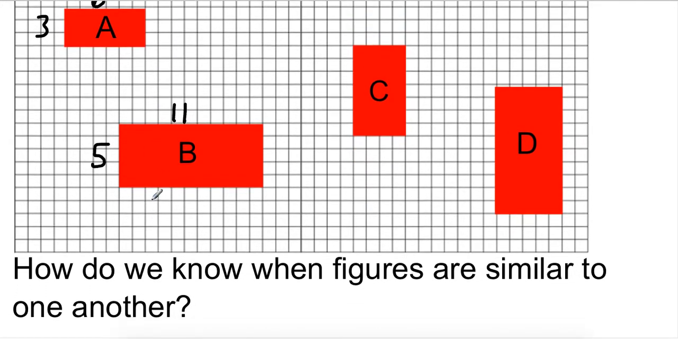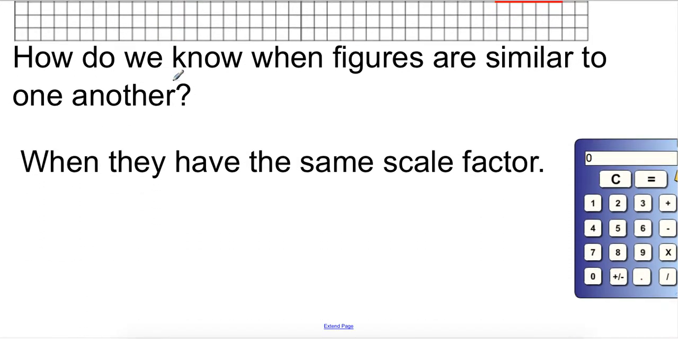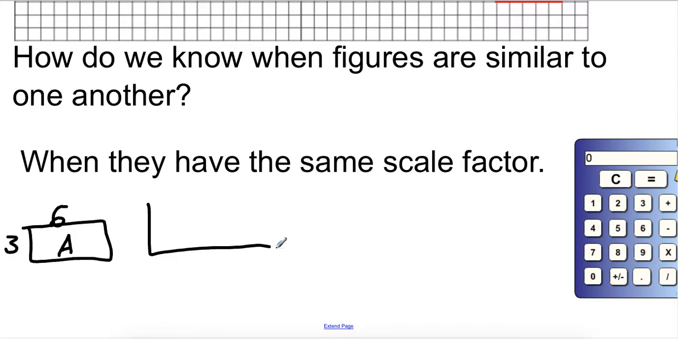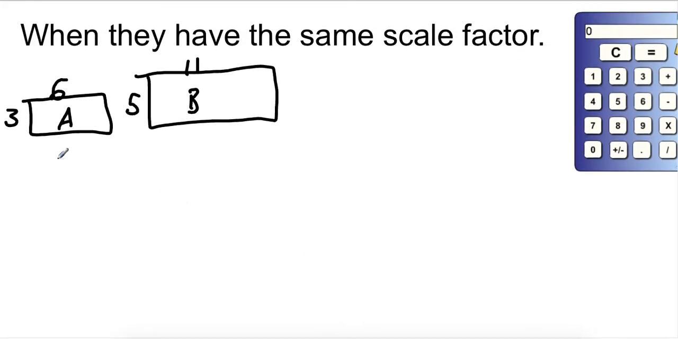So what I'll be doing below is I'll be redrawing these figures, and they don't have to be perfect. I have figure A, that's 3 units by 6 units, and figure B, which is 5 units by 11 units. Now I want to see what the scale factor going up is. So I need to figure out what do I multiply 3 by in order to get to 5.